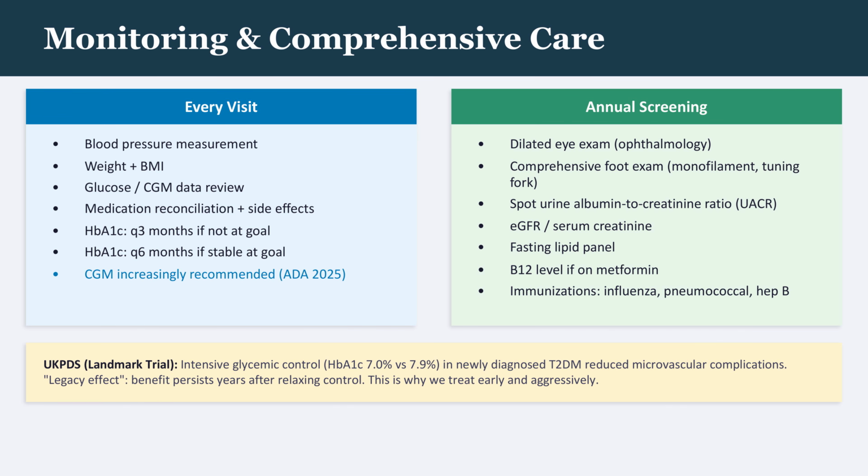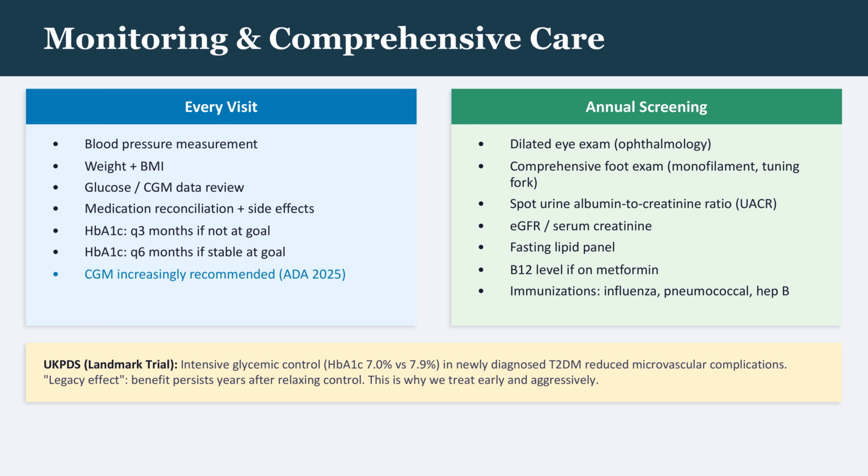Managing T2DM isn't just about glucose, it's about the whole patient. The monitoring framework is simple if you organize it by frequency. Every visit: blood pressure, weight, medication review, and glucose data. HbA1c every 3 months if you haven't hit target or just changed therapy, every 6 months once stable.